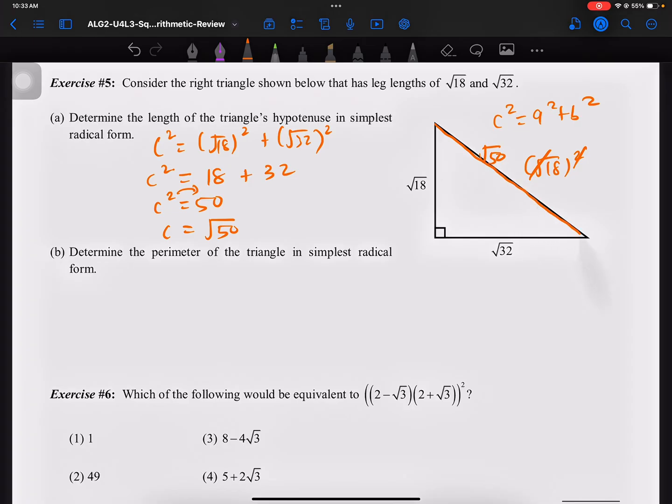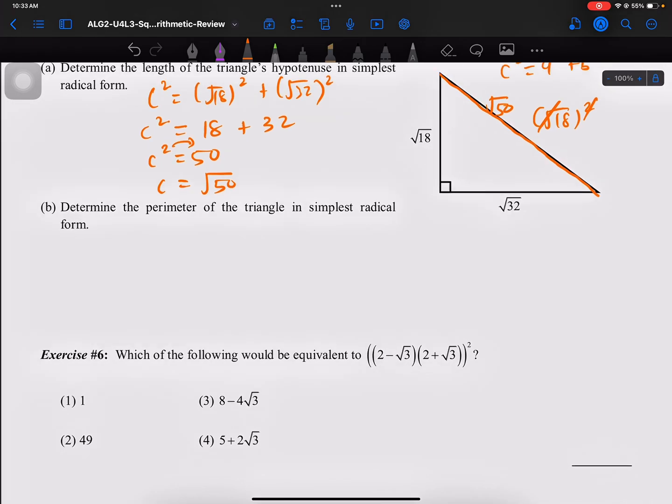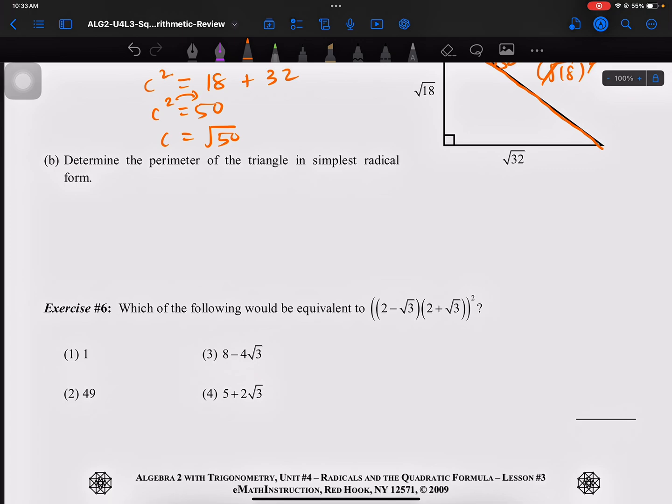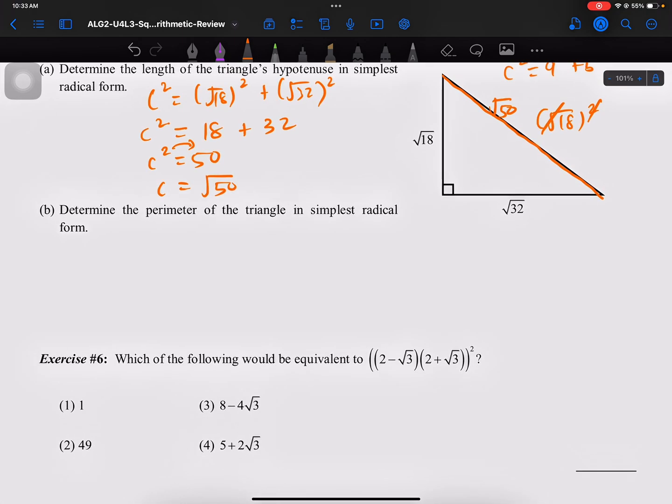This is the hypotenuse. For part B, for √50, you can actually simplify the radical. Factor this with a perfect square, which is 25 times 2. So it becomes √25 multiplied by 2. Split it, and √25 is 5 times √2. So our answer is 5√2, our hypotenuse.